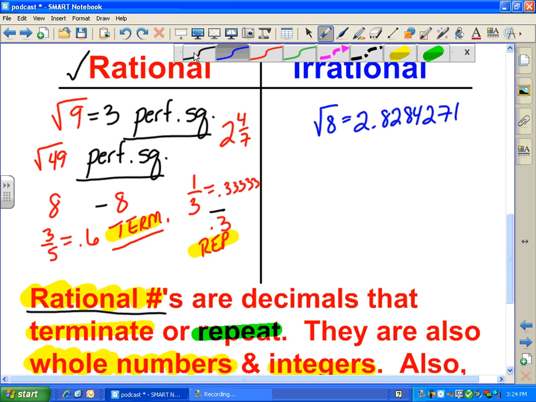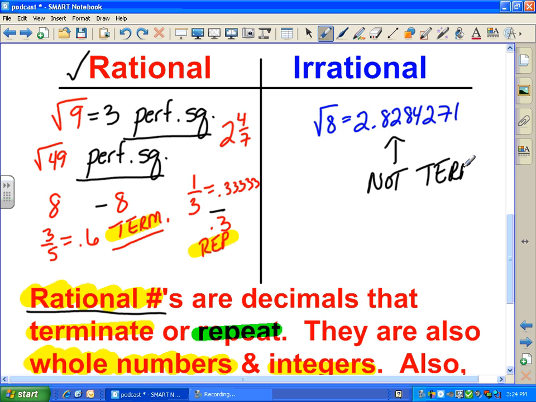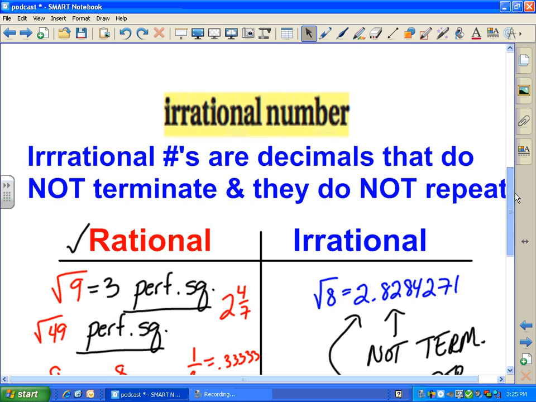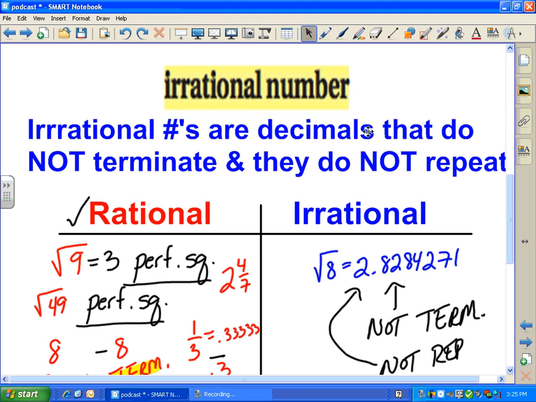I'm looking at this decimal. It's not a terminating decimal because it doesn't end. And it's not a repeating decimal because there's no pattern here. So by definition, at least Mr. Phillips' definition, any irrational number is a decimal that's not terminating and it's not repeating. Irrational numbers are decimals that do not terminate and they do not repeat.